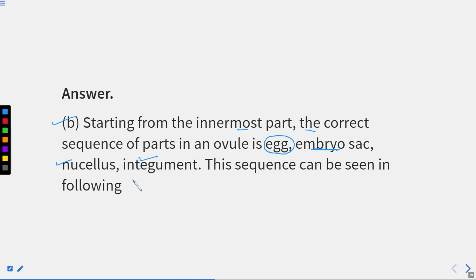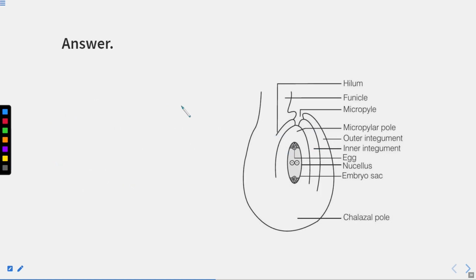So this sequence can be seen in the following. Here you can see the structure of the ovule. This is the chalazal end. Here you can see this is the embryo sac. Embryo sac is present in the nucellus, so this region is the nucellus. Egg cell is present here, so innermost is egg cell. Then we have the embryo sac. Egg is present inside the embryo sac. Embryo sac is present within the nucellus. So this entire region is the embryo sac.